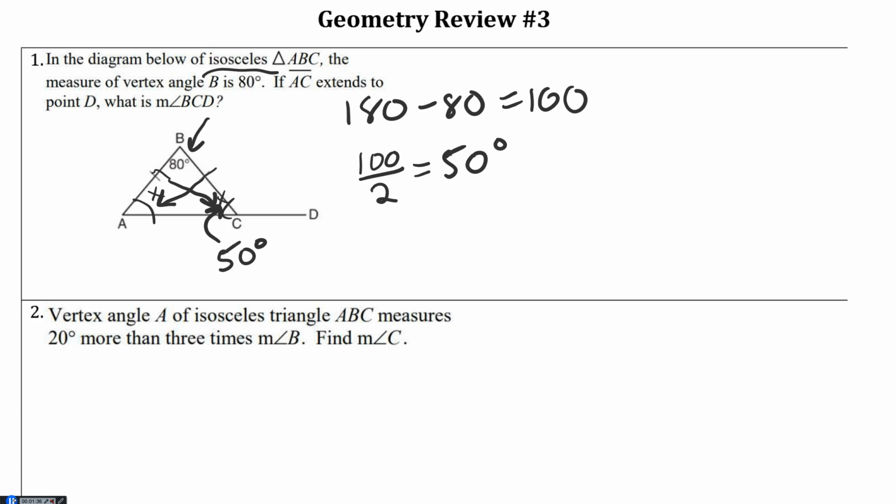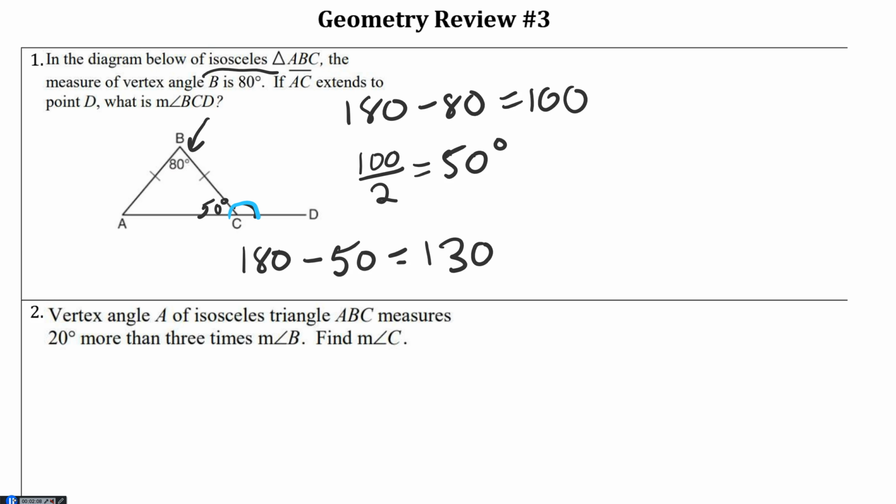Now the reason why that's useful to us is because if we look at this 50 degrees right in here and angle BCD, we can notice that together they form a straight line, so they're a linear pair, which also makes them supplementary. So I'm asking myself, what angle do I need to add to 50 to get 180? So I can subtract 50 from 180 and get 130 degrees. So the measure of angle BCD equals 130 degrees.